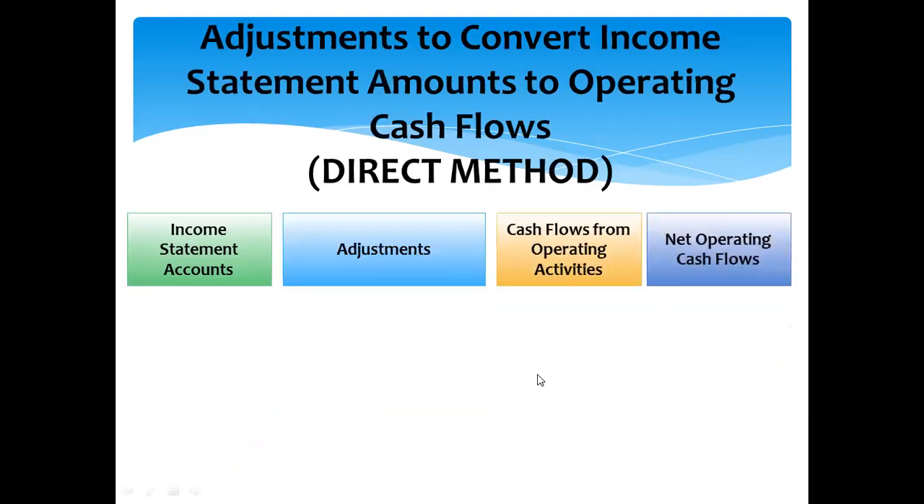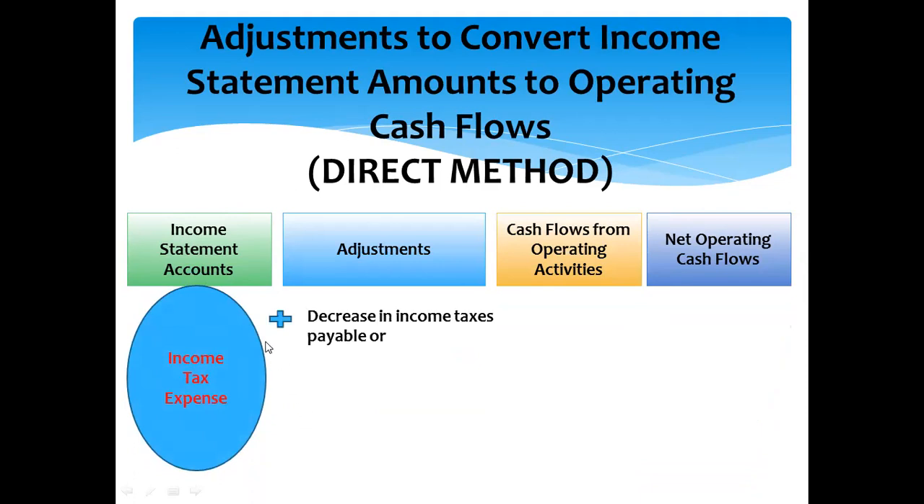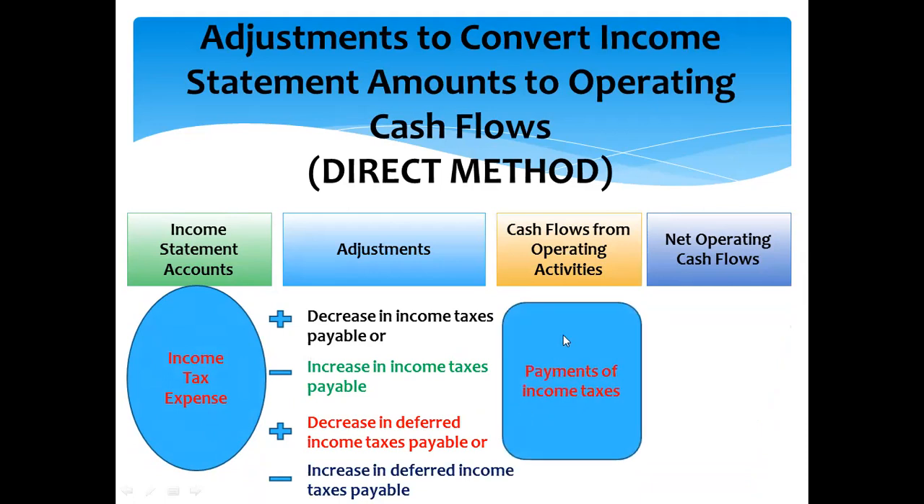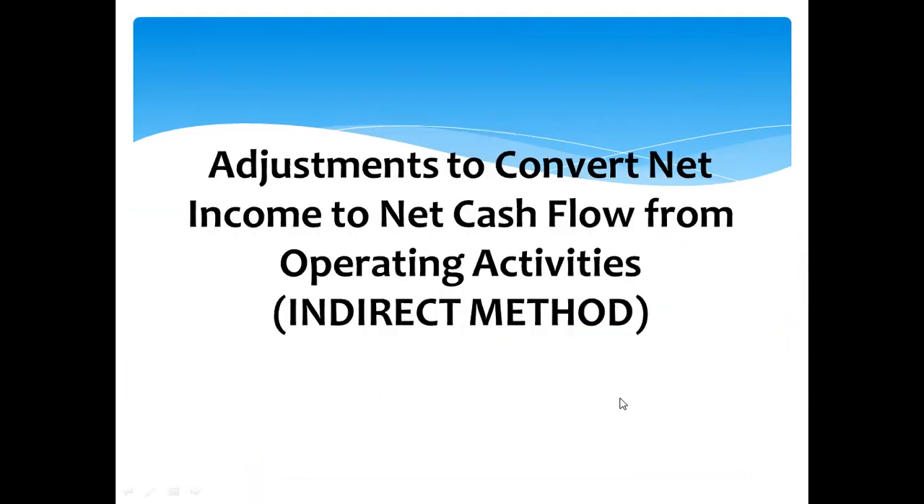Okay. And for the income tax expense account, you add if there's a decrease in income taxes payable, or you deduct if there's an increase in income taxes payable. Add if there's a decrease in deferred income taxes payable, or deduct if there's an increase in deferred income taxes payable. So that's payments of income taxes. So that's cash outflows from operating activities.